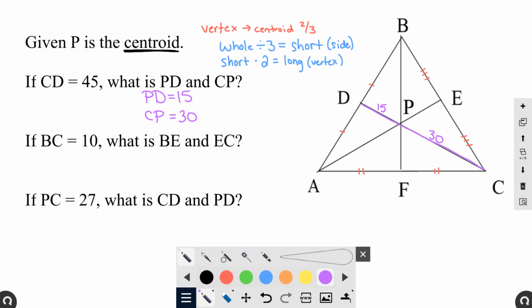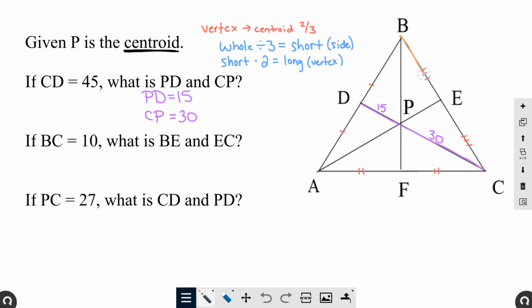All right, so let's try our next one. Our next one says, what if BC is 10? Well, here's BC. That means this side right here, this whole thing, is 10. What does that mean BE is? 5. And EC is? And why are they 5? They're equal to each other because a centroid is made up of medians. And medians cut the side into 2 equal pieces, or half.